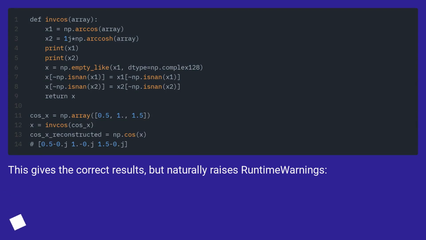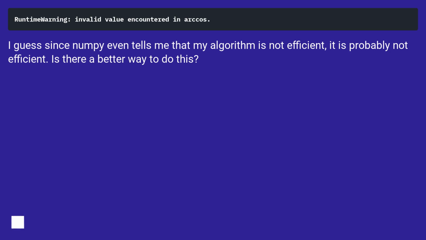This gives the correct results, but naturally raises runtime warnings. I guess since numpy even tells me that my algorithm is not efficient, it is probably not efficient. Is there a better way to do this?